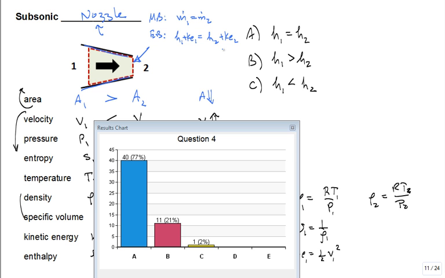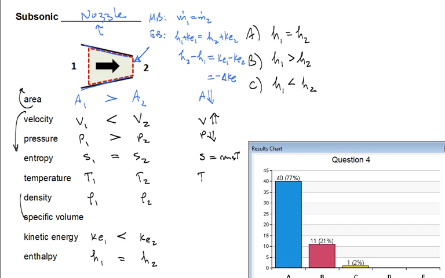Does that equation make sense to you? Yes, it does, right? All right, so I'm asking about how H2 differs from H1. Is H2 minus H1 equal to KE1 minus KE2, or negative the change in the kinetic energy? Did we answer this question right here? What happened to the kinetic energy as it flowed through the system? Did it go up?